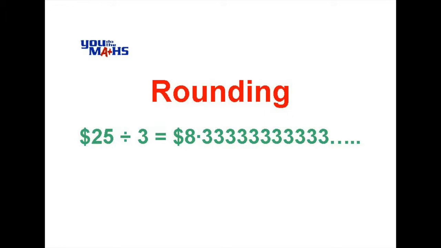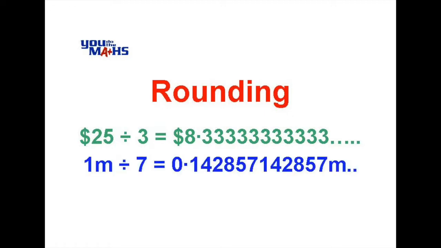And if we do that in our calculator, we end up with a figure of 8.3 recurring, and that's where it keeps going forever. And we can't actually divide money up into that sort of amount, so we do need to round that off. Another example might be where we have 1 meter of tape and we wish to divide it up into 7 separate pieces.